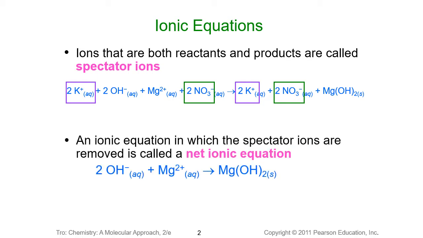If we want to write an equation that shows exactly what is happening in our chemical reaction, we would write what's called a net ionic equation. The spectator ions are not participating, so we do not need to include them in our final net ionic equation. We only include the ions that form the solids, liquids, or gases. So essentially we're canceling out like terms from both sides of the reaction and writing what is left.